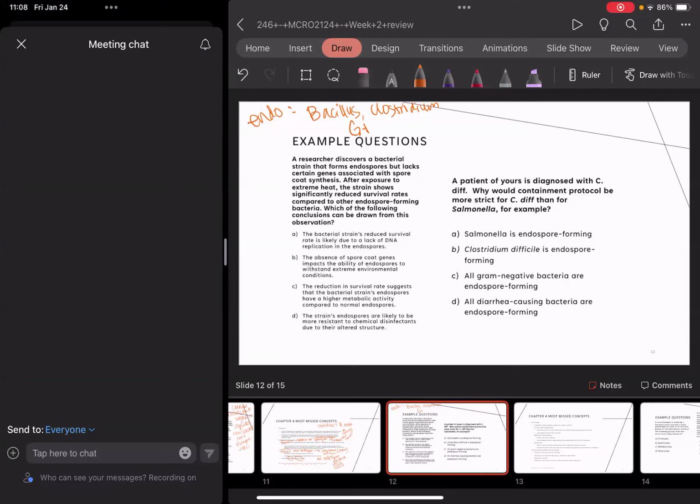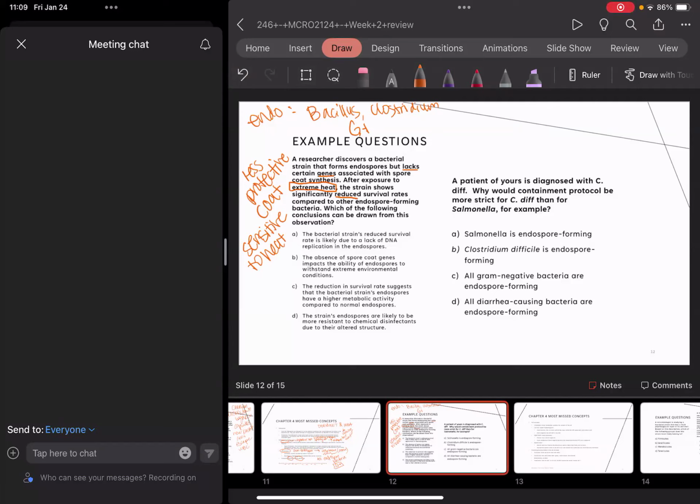But this particular strain lacks genes that are associated with its coat. So it's a protective coat, so it's going to have a less protected layer. That's what it's telling us. After exposure to extreme heat, which normally endospores can withstand, turns out this strain has reduced survival. So it's a less protective coat. It's susceptible, or we'll say sensitive. Because it's less protective, it's now sensitive to heat.